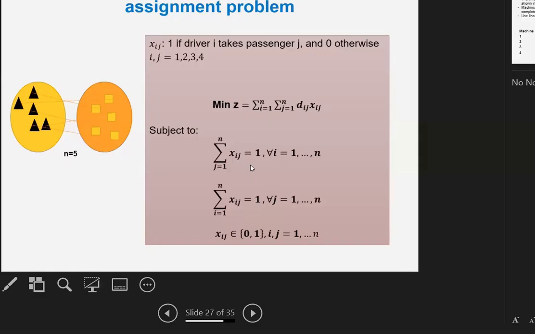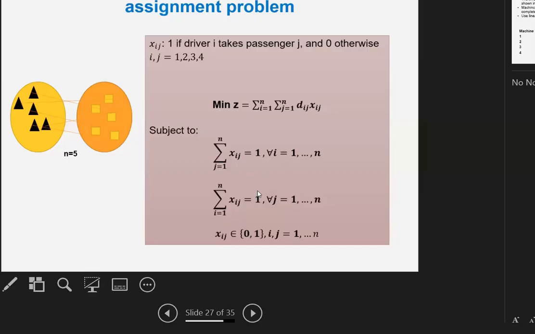Constraints have changed. For transportation, sum of Xij for all i would be less than or equal to Si. Here it's equals 1. For demand, it would be greater than or equal to Dj. Here it is equals 1.